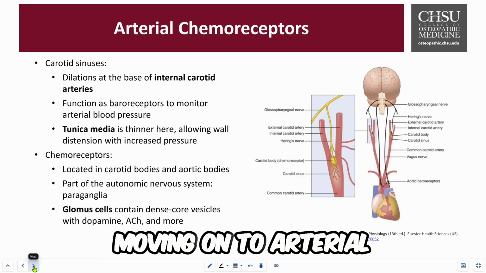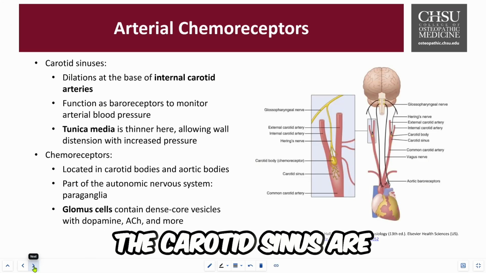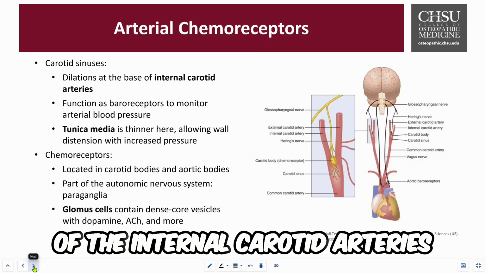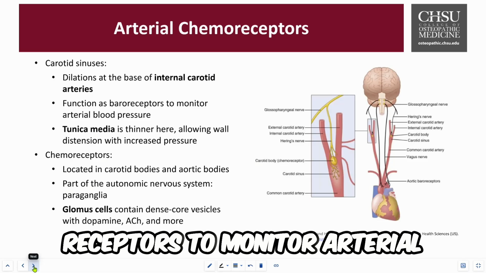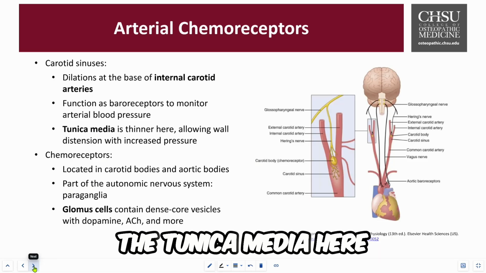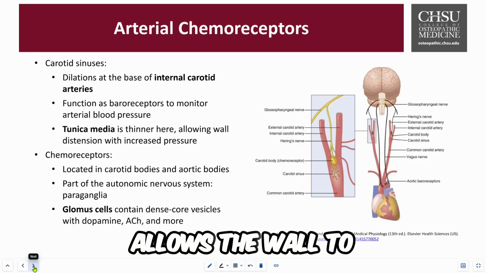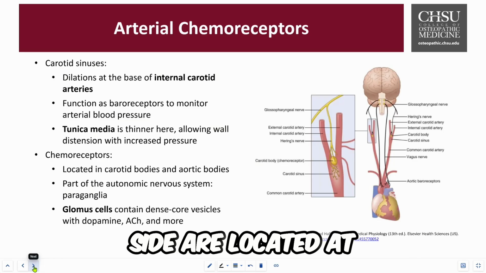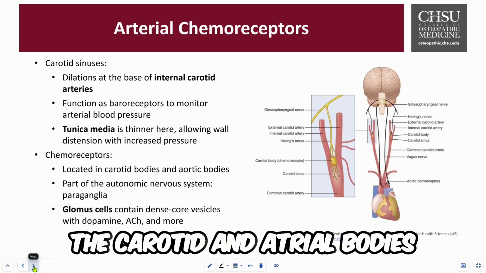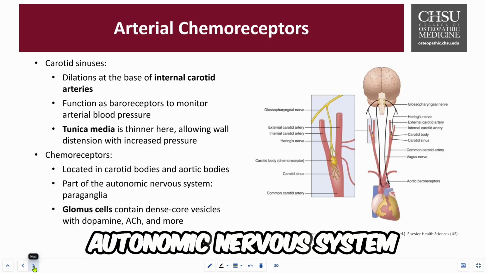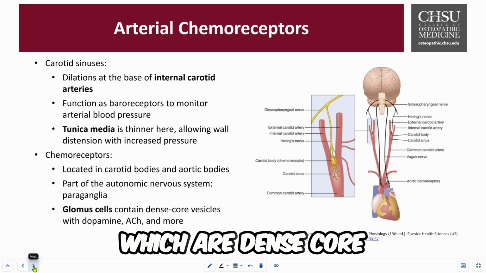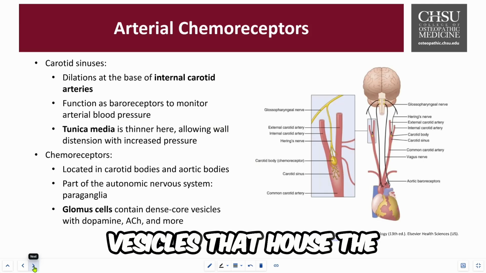Arterial chemoreceptors. Moving on to arterial chemoreceptors, the carotid sinuses are dilations at the base of the internal carotid arteries. They function as baroreceptors to monitor arterial blood pressure. The tunica media here is relatively thin and allows the wall to distend with increased pressure. Chemoreceptors on the other side are located at the carotid and aortic bodies, and they're part of the ANS, the autonomic nervous system.